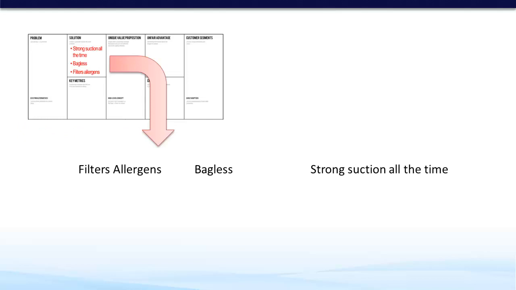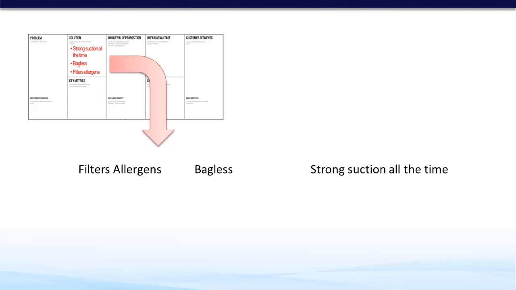The next part of mocking up a landing page is creating the benefits summary. This comes directly from the lean canvas. In the example of the Dyson vacuum cleaner, we're just going to take the three solutions and put them as benefits. So for example, filters allergens, bagless, and strong suction all the time. Then what we need to do is flesh those out and create some more meaningful text around them.